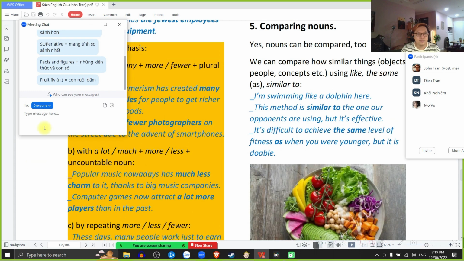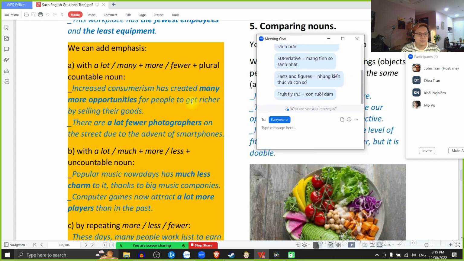Okay. We can add emphasis. We can add emphasis with a lot, many more, fewer, plural, countable now. Increased consumerism. Consumerism has created many more opportunities for people to get richer by selling their goods. There are a lot fewer photographers on the street due to the advent of smartphones.